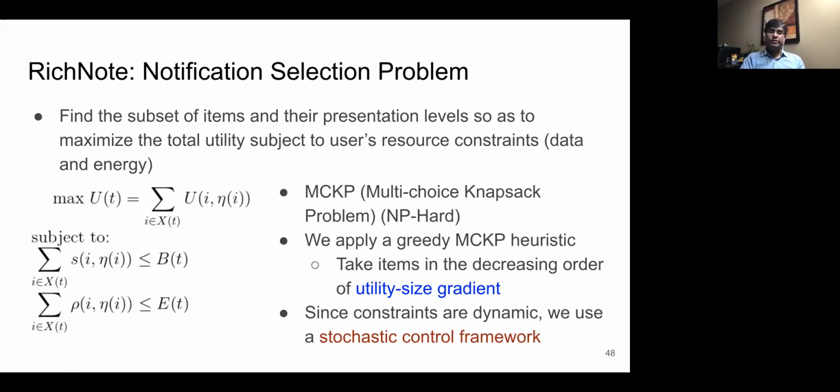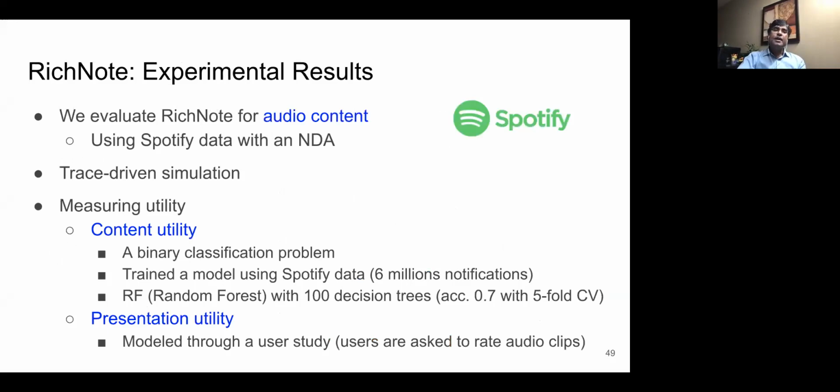a multi-choice knapsack heuristic. The key idea is that we always take items in descending order of gradient, and the gradient is determined by utility divided by size change. So that's the idea. We did an experiment with this using audio content, as you're saying, and we got this data from Spotify under a non-disclosure agreement with them, and it is a trace-driven simulation. That means we mimic user behavior by running and storing traces.